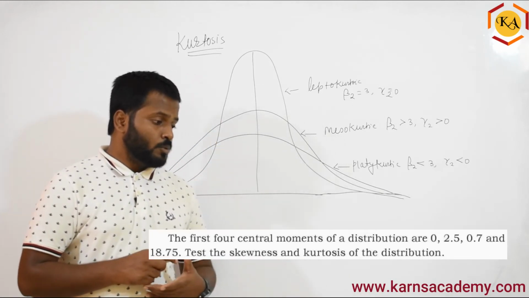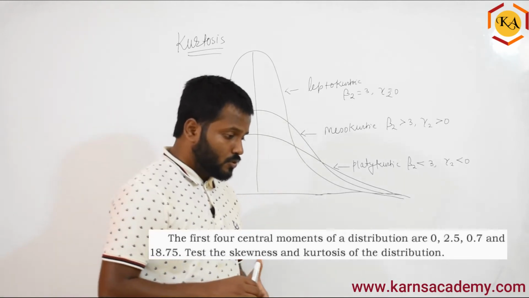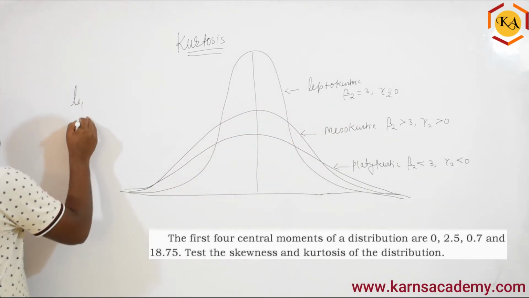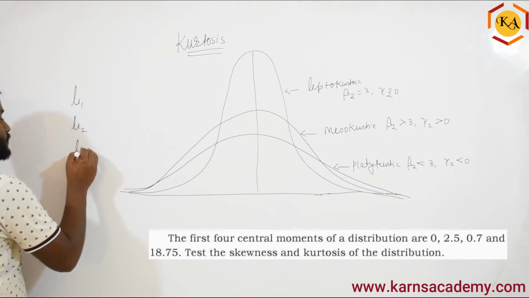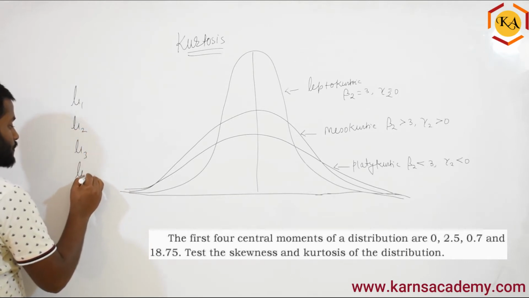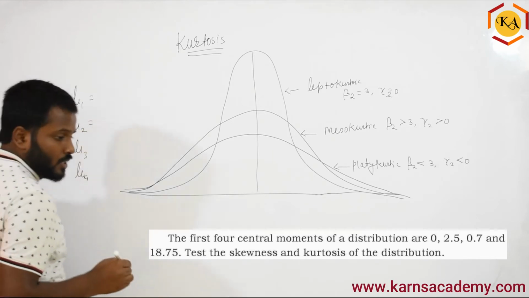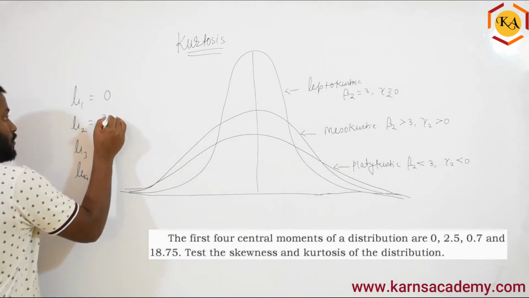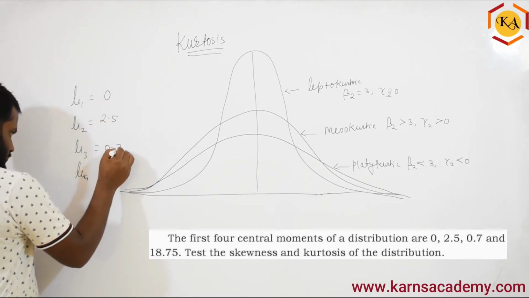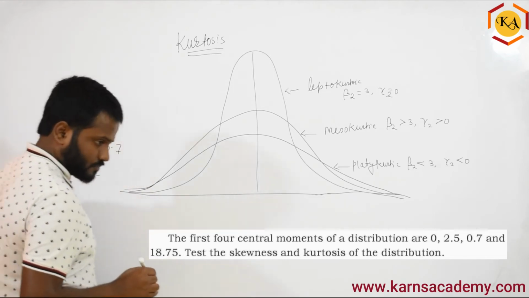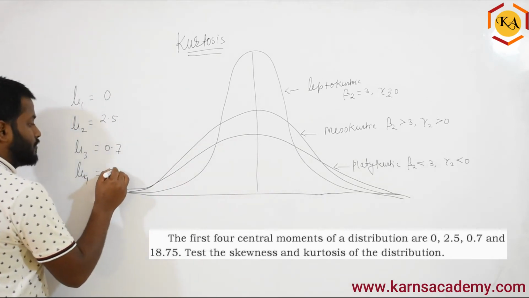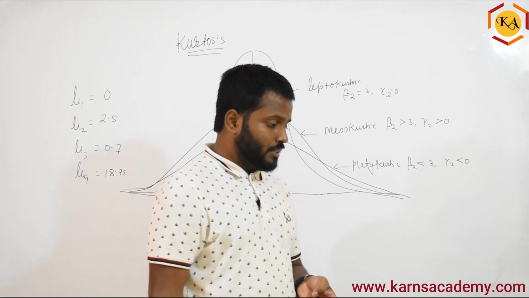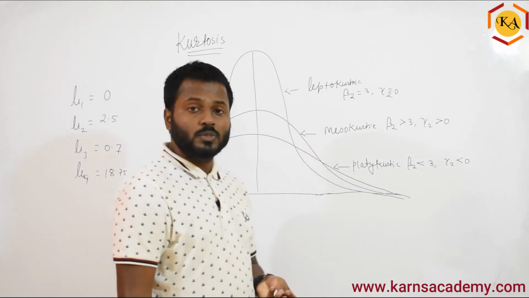The first four moments of the distribution are 0, 0, 2.5, 0.7 and 18.75. So the first four moments are mu1, mu2, mu3 and mu4. So mu1 is 0, mu2 is 2.5, mu3 is 0.7 and mu4 is 18.75, which is given in the question. Test the skewness and kurtosis of the distribution.